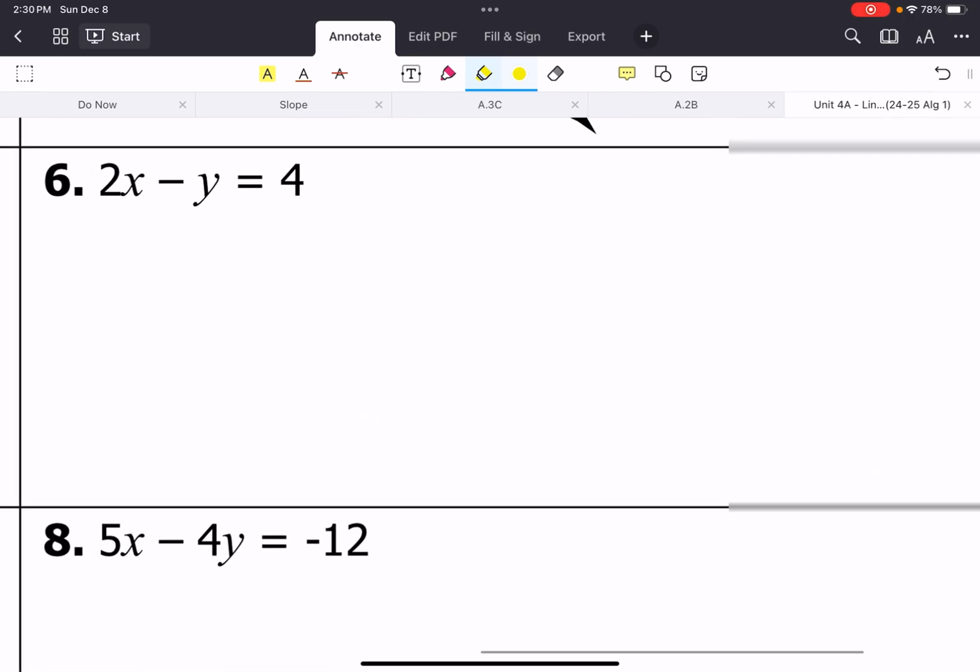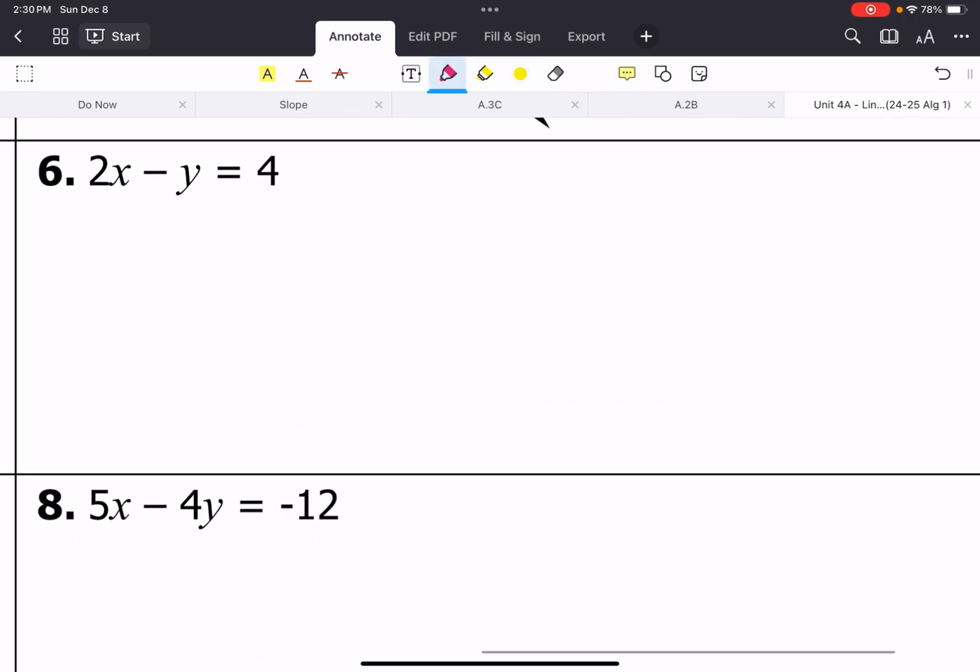Number 6, notice this is still in standard form, and again, our goal is to get y by itself.